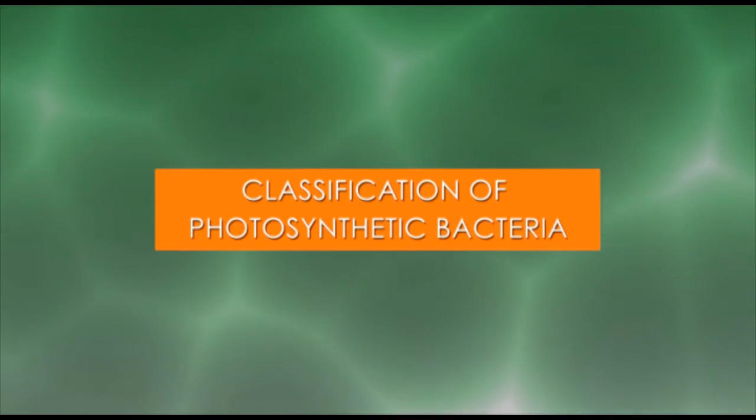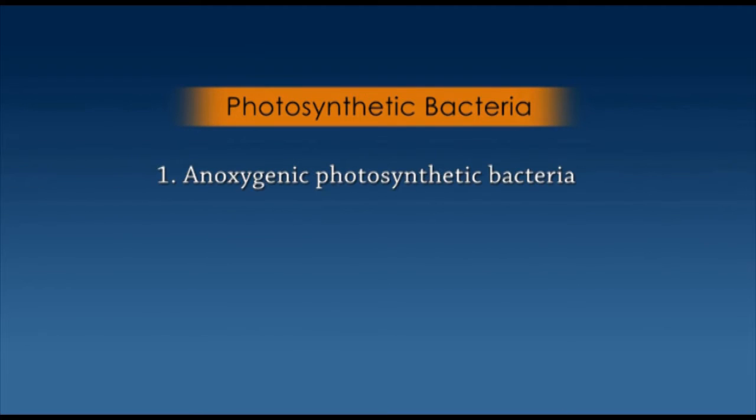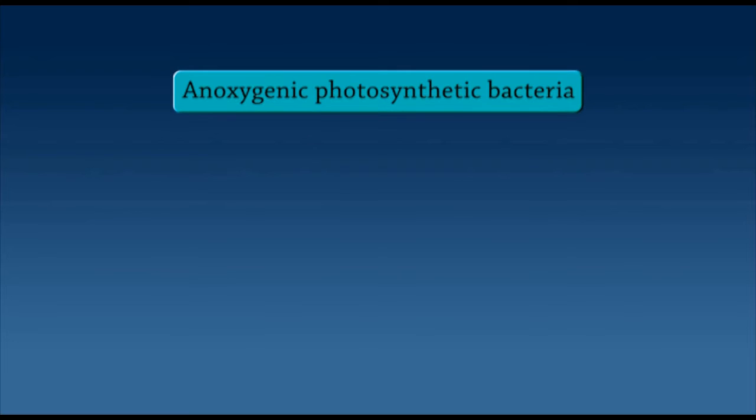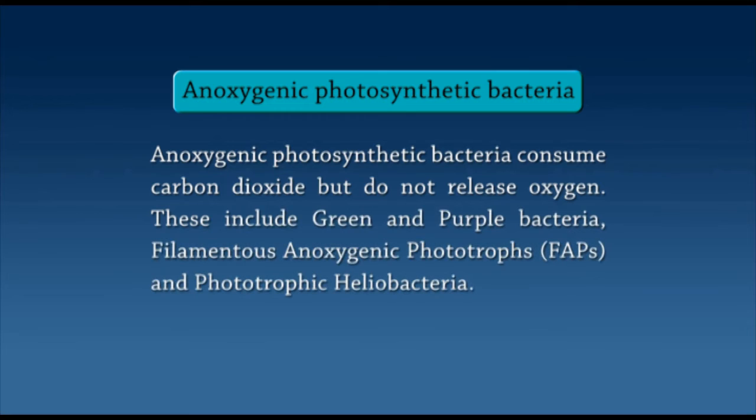Classification of photosynthetic bacteria. Photosynthetic bacteria are classified into two: one, anoxygenic photosynthetic bacteria, and two, oxygenic photosynthetic bacteria. Anoxygenic photosynthetic bacteria. Anoxygenic photosynthetic bacteria consume carbon dioxide but do not release oxygen. These include green and purple bacteria, filamentous anoxygenic phototrophs or FABs, and phototrophic heliobacteria.